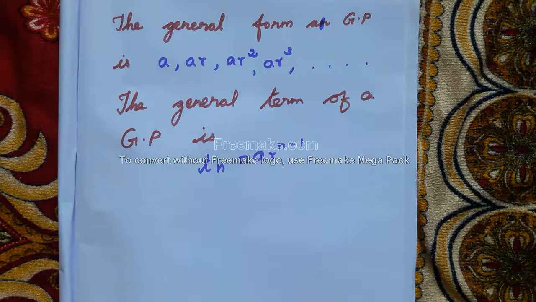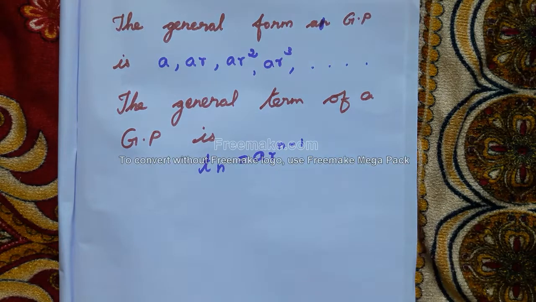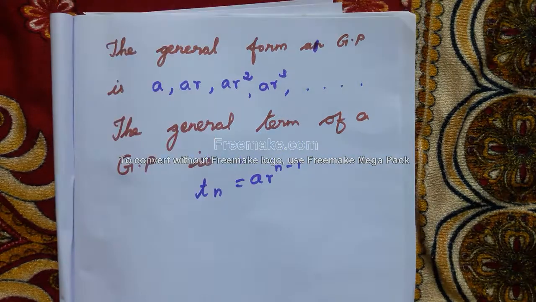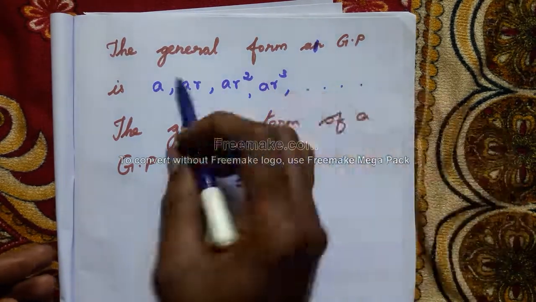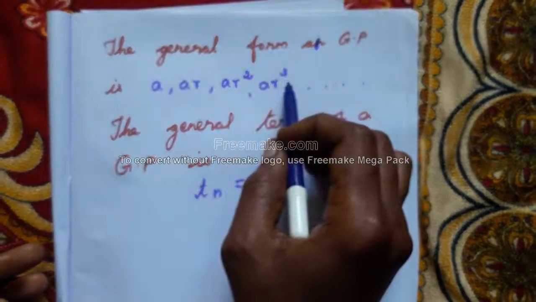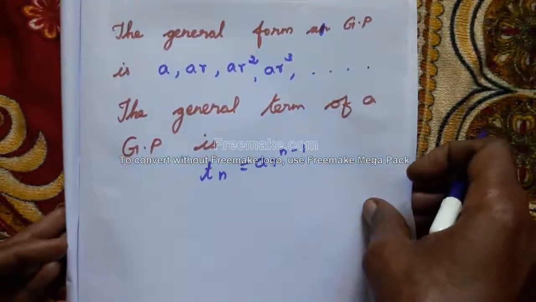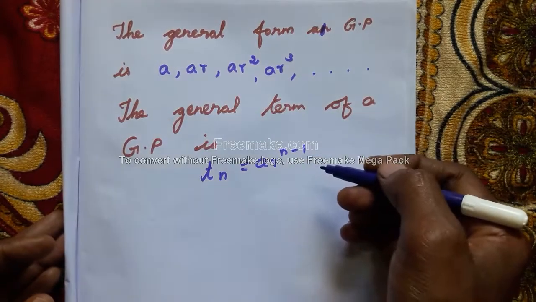Already you have learned the general term of an AP. What is the general term of an AP? A plus n minus 1 into D. But here the general term of a GP is AR power n minus 1. Have you understood, students? The general form of a GP is A, AR, AR square, AR cube, etc. The general term of a GP is Tn is equal to AR power n minus 1.